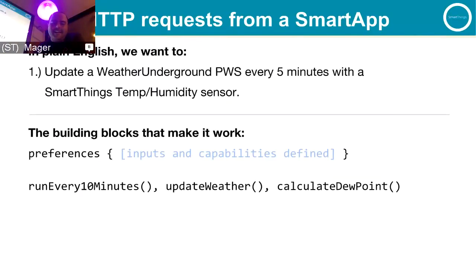This one's really simple. Preferences, you know about that. There are 3 functions. Run every 10 minutes, that's part of the SmartApp platform, update weather, and then calculate dew point. So let's show you.